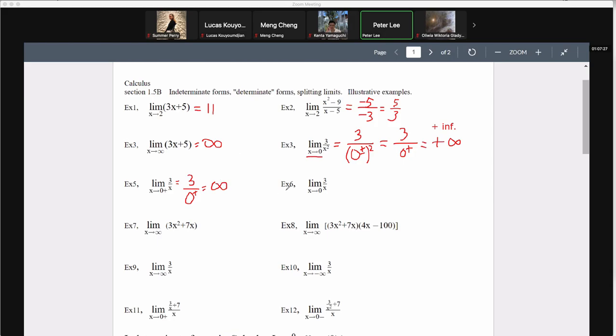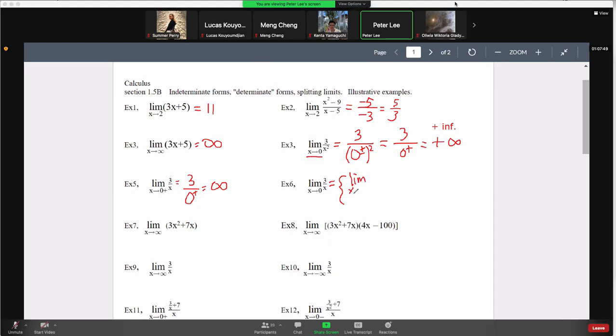Now let's look at example 6. Example 6, almost the same as example 5, but this guy's now a two-sided limit. X is approaching 0, and it does not specify plus or minus. Now, if it's 0 plus, it's going to plus infinity. 0 minus, it goes to minus infinity. In this case, we have no choice, so we have to split this guy.